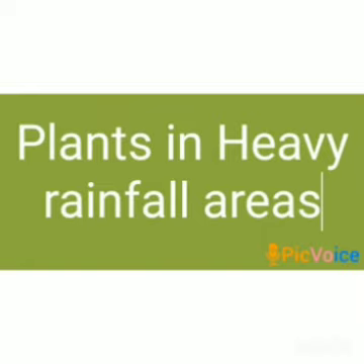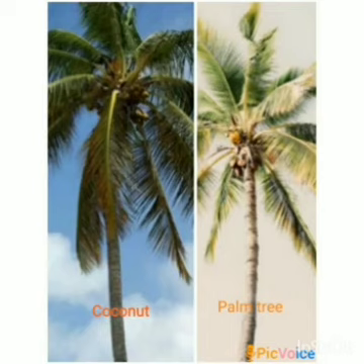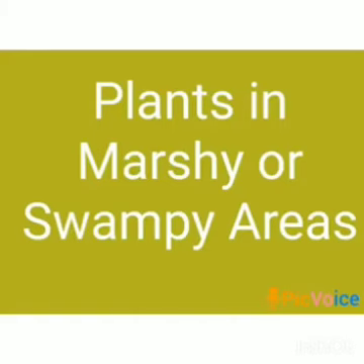Plants in heavy rainfall areas. In areas with heavy rainfall, evergreen trees are found. They have plenty of sunlight and water throughout the year. The broad and abundant leaves capture sunlight for photosynthesis. Let's see examples of plants that grow in heavy rainfall areas. Lychee, pineapple, and sugarcane. Coconut and palm trees grow well along the sea coast.